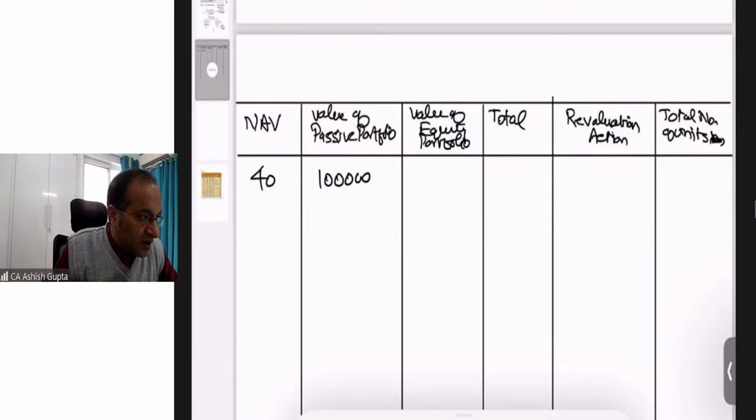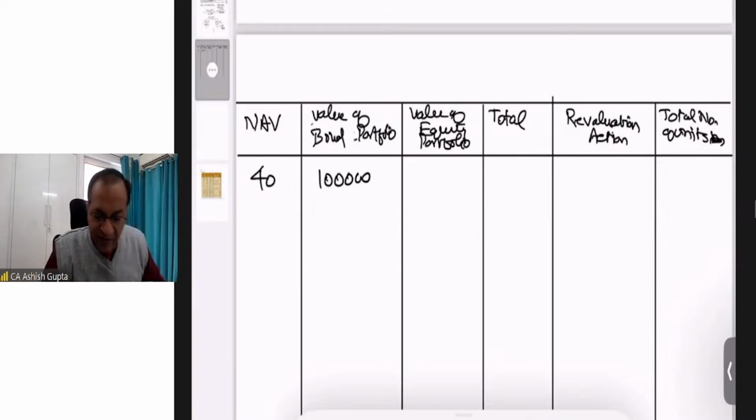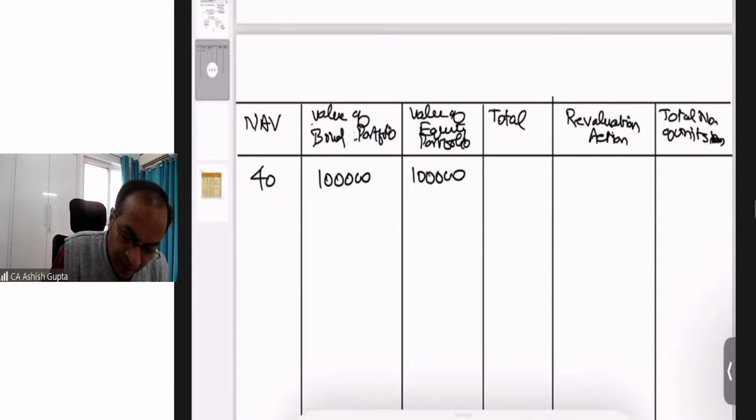Please write it as a conservative bond portfolio. I am just writing here bond or conservative portfolio. Here 1 lakh I am investing in the equity, so my total amount is 2 lakh. No action is needed. Number of units is 2500.